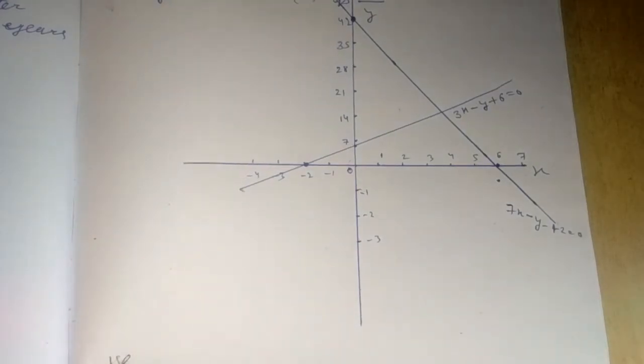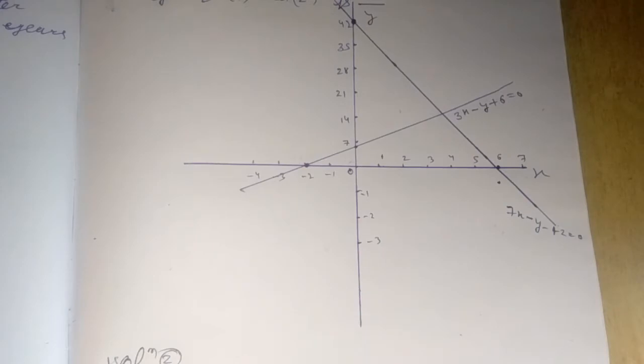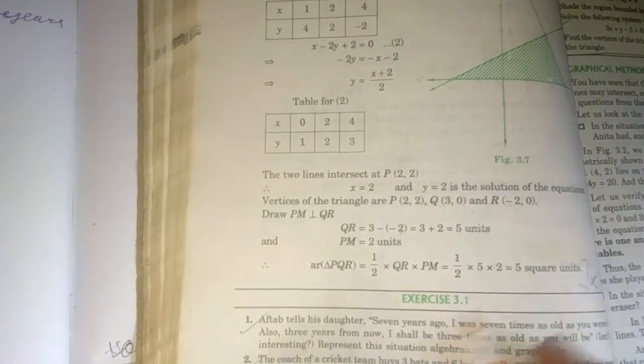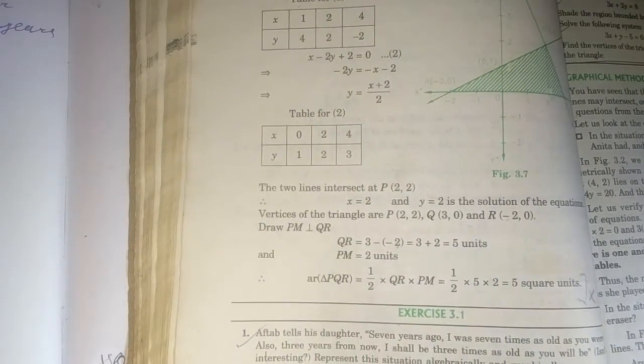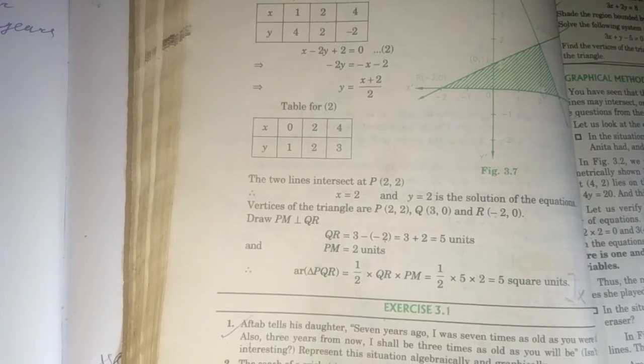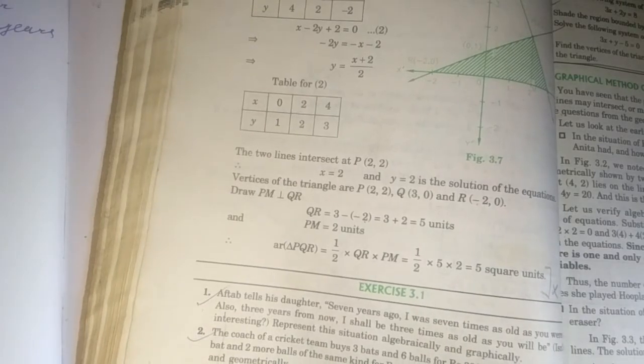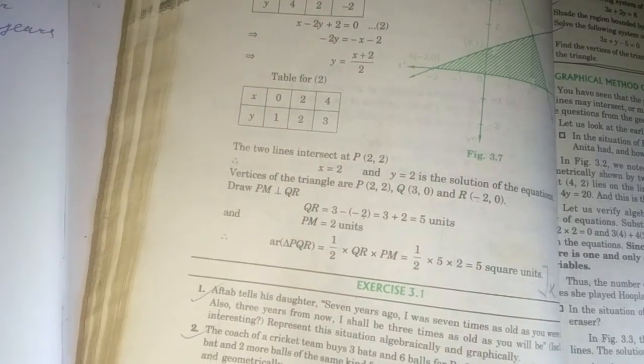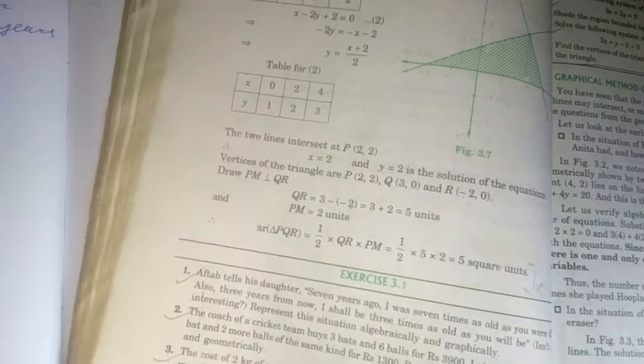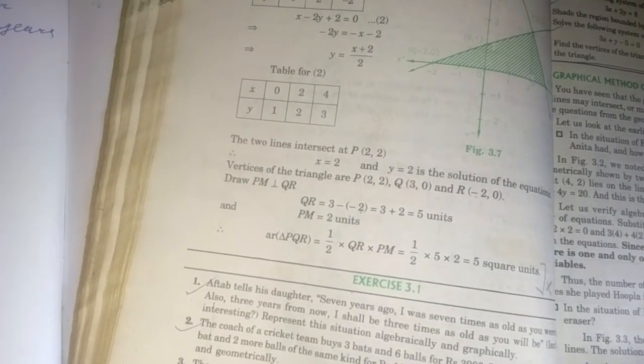So, solution of the second question. First we read the question. Our question is, the coach of a cricket team buys 3 bats and 6 balls for 3900 rupees. Later he buys another bat and 2 more balls of the same kind for 1300 rupees. Represent this situation algebraically and geometrically, or you can say graphically.